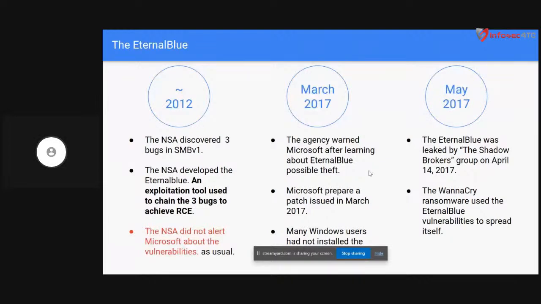Immediately, Microsoft prepared a patch for this issue and released it in March 2017, and many Windows users hadn't installed that patch, as usual. One month after the patch, the group Shadow Brokers released the tool publicly, and Mr. Hisham already talked about this in the last session. And after less than a month, the WannaCry attack started, using EternalBlue to spread over the network, and we will come to this in a while.